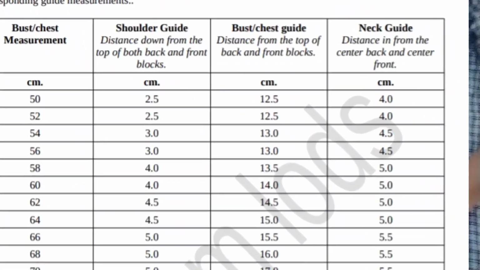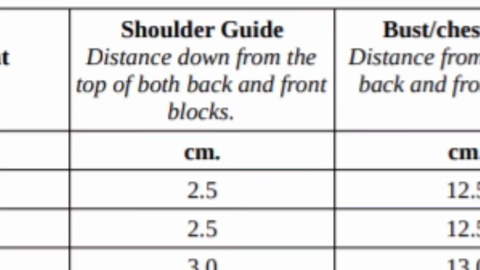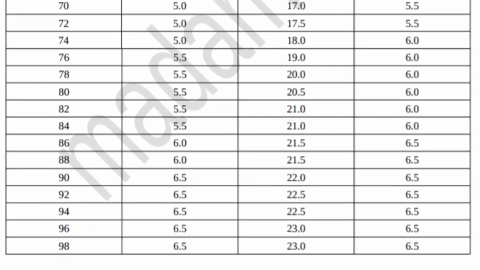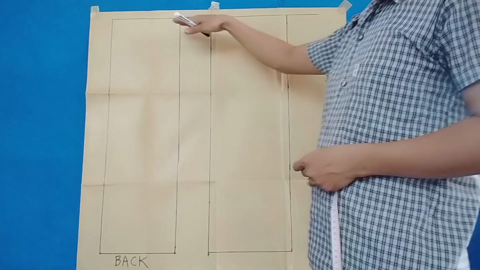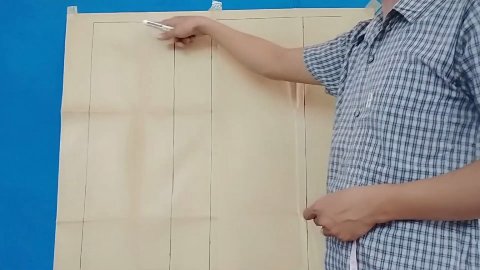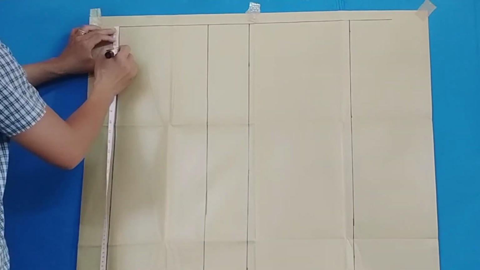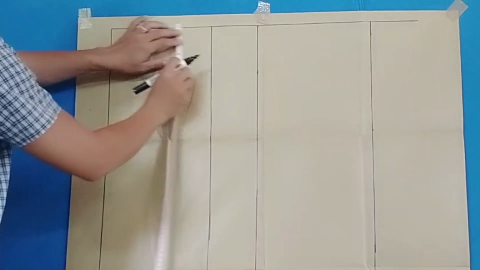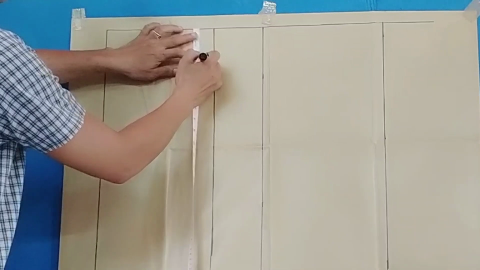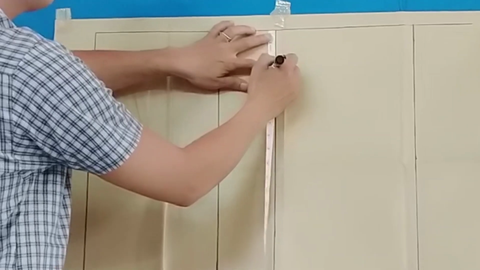So, ang shoulder guideline, batay dun sa kanyang bust measurement na 36 inches or 92 centimeters, ang shoulder guideline para dito is 2.5 inches or 6.5 centimeters. Kukunin natin yan pababa mula dito sa pinaka-top ng ating rectangle. For the shoulder guideline, we will measure 2.5 inches or 6.5 centimeters from the top of the block. And the same for the front block.